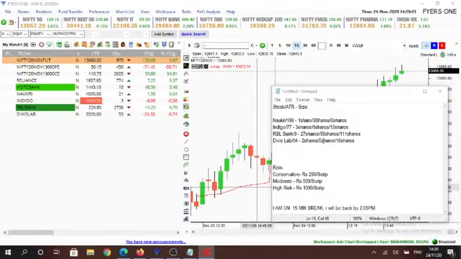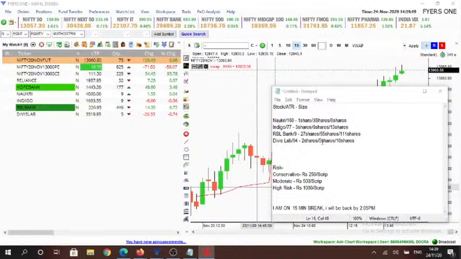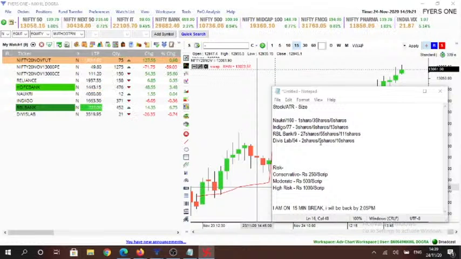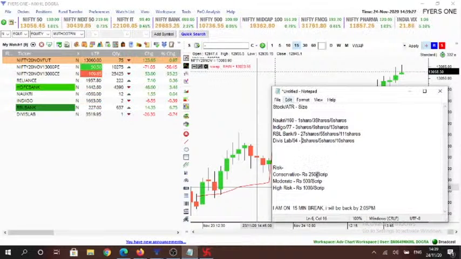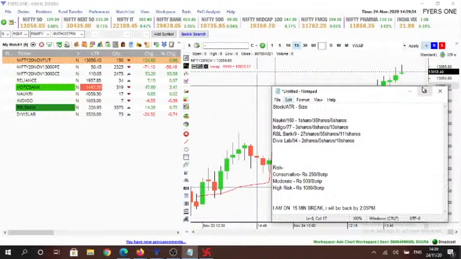So Divi's Lab, our order signal was generated at 3524. I was not able to get a fill for 3524, so I reduced my size to 2. Instead of risking overall 500 for the script, we risked only 250 for the script with 2 shares. And we have a stop loss order in as well. So let's see.